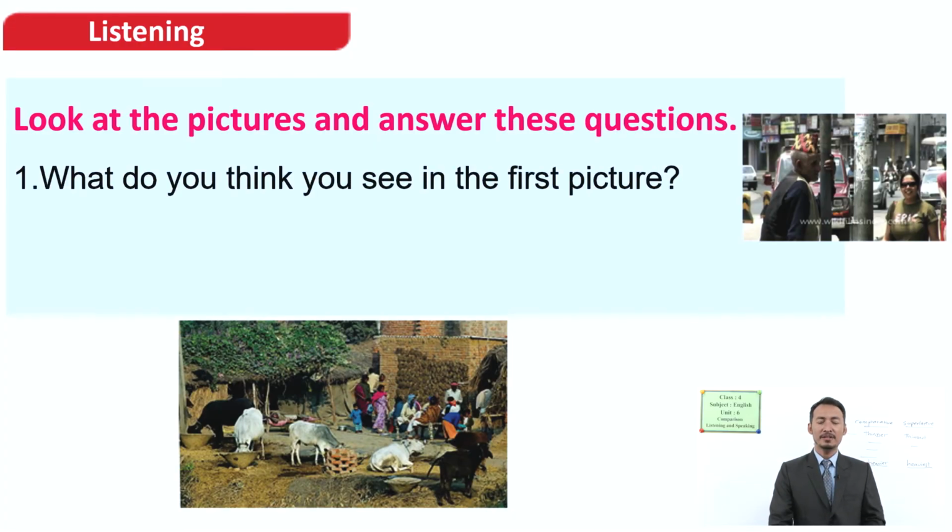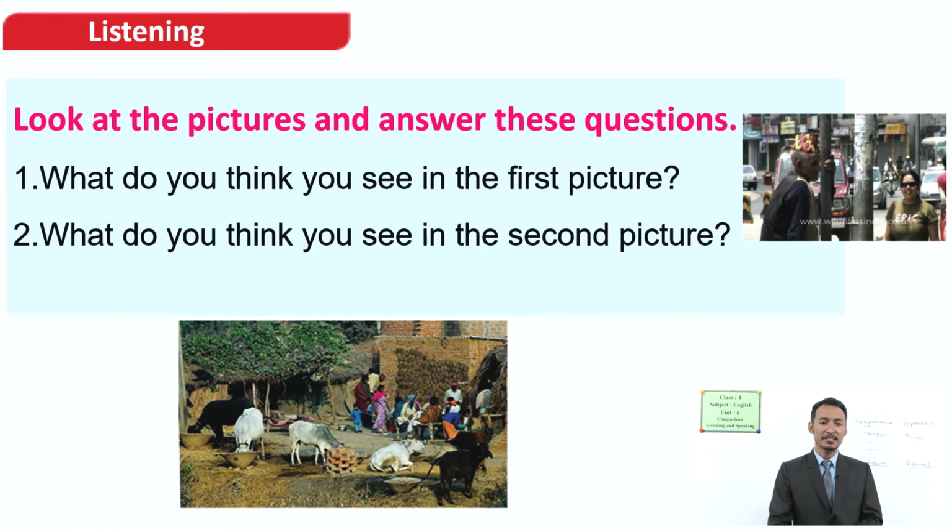We have here the questions like, what do you think you see in the first picture? Look at this picture. You can see here an old man and a woman, and they are walking on the street. And what kind of street is this? Do you think it is a village life? What do you think? Which place is it? Okay, please guess.